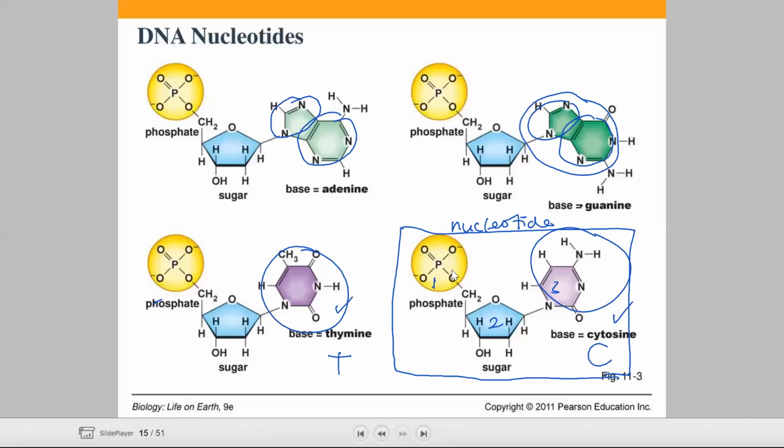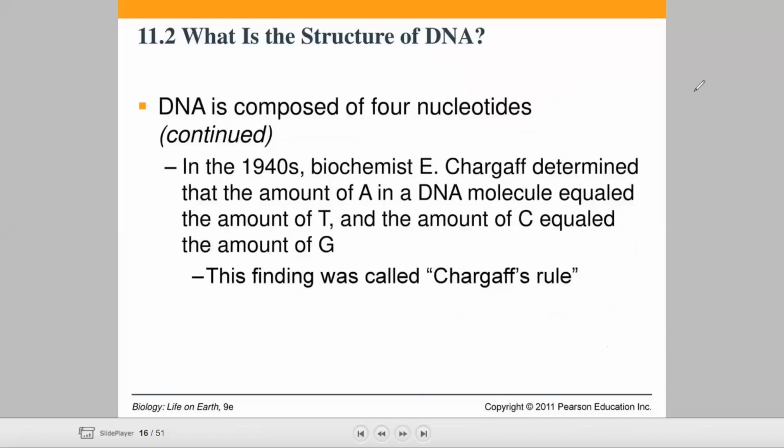This one. In the 1940s, biochemist Erwin Chargaff determined that the amount of A in a DNA molecule equals the amount of T, and the amount of C equals the amount of G. This finding was called Chargaff's rule.